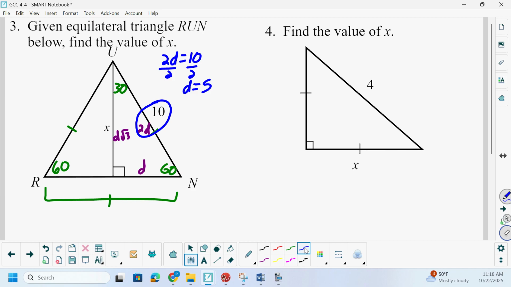We want to find x in this problem, so step 3 is just fill that d value in to find whatever we're looking for. We had d times square root of 3, so we'll just have 5 times square root of 3 for x.